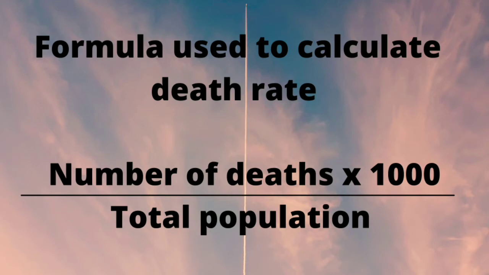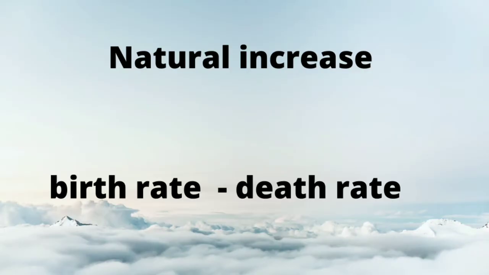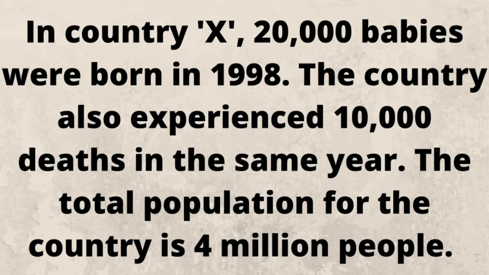Right? So for natural increase now, the formula is simple. Birth rate minus death rate. Right? Because remember, we said that natural increase is the difference between the birth rate and the death rate. Or in other words, when the birth rate is higher than the death rate, we experience a natural increase. Now let me see if I can assist you in terms of working out these things, right?